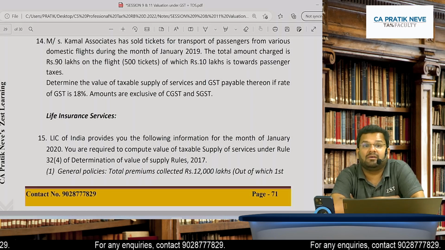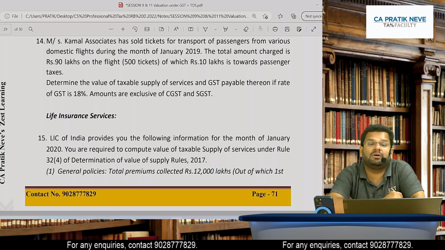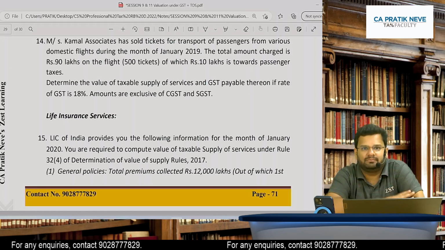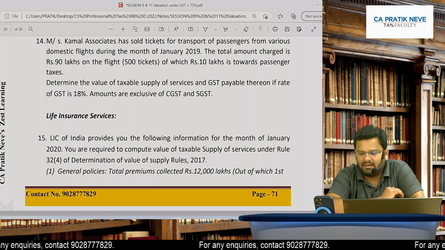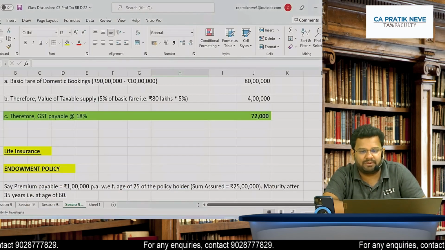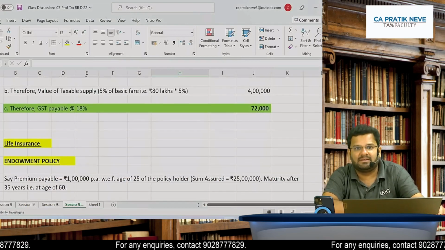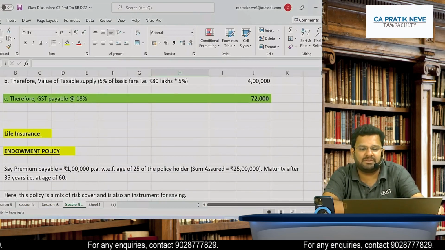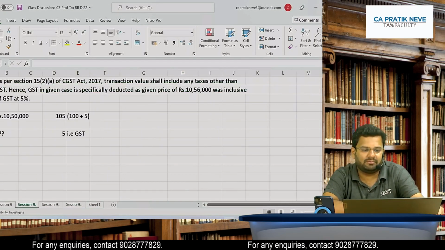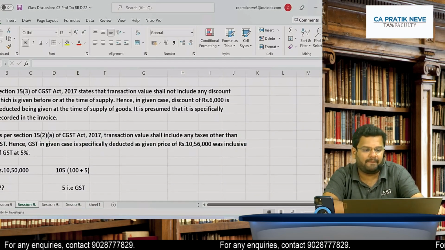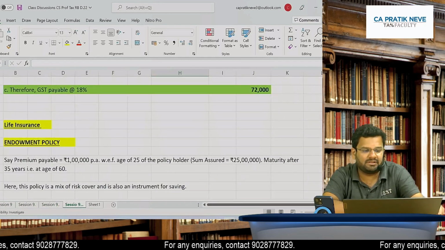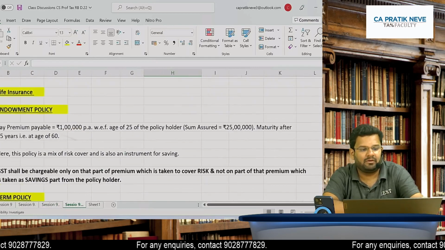Now tell me, on that how much will be your commission, meaning deemed value as per rule 32? Deemed value will be at 5%. Is it 4 lakh rupees? Yes. And calculate GST at 18%, which is 72,000. Agreed? GST is 72,000. Very good.